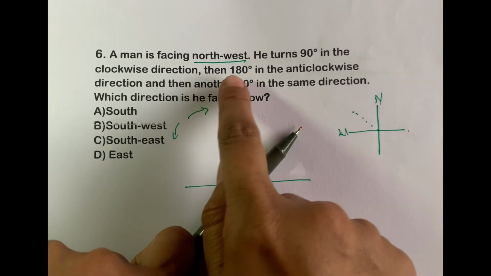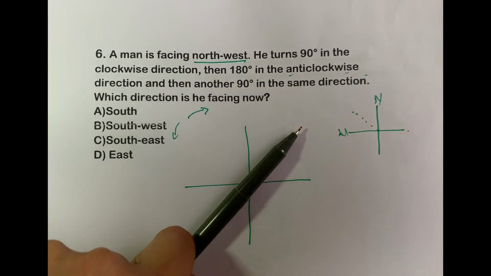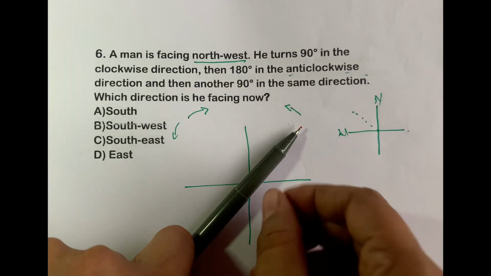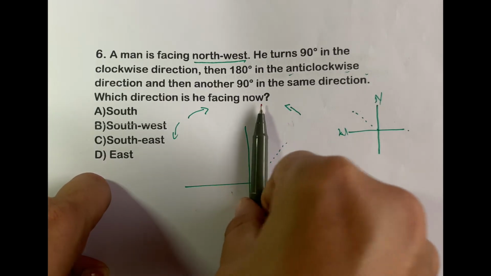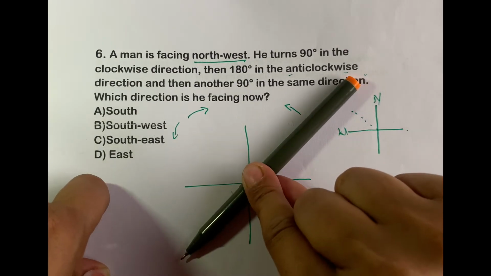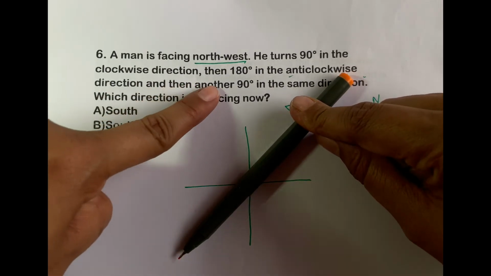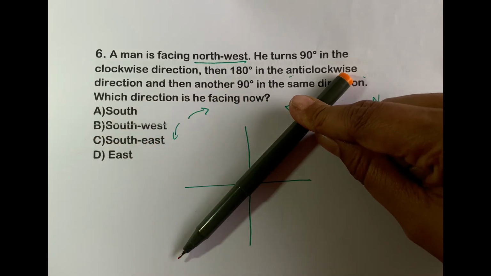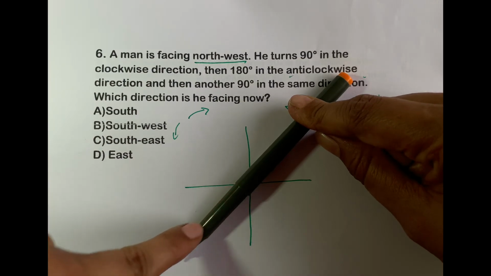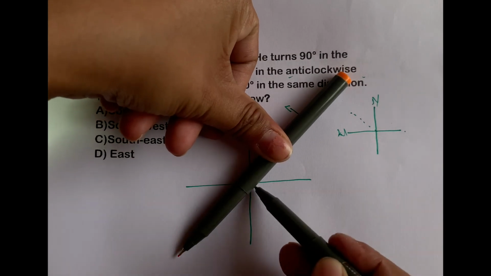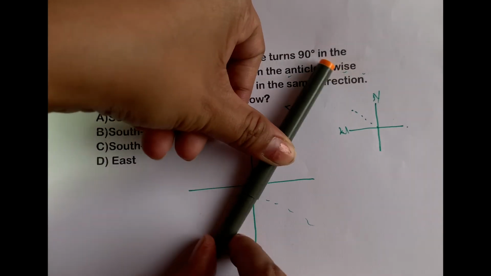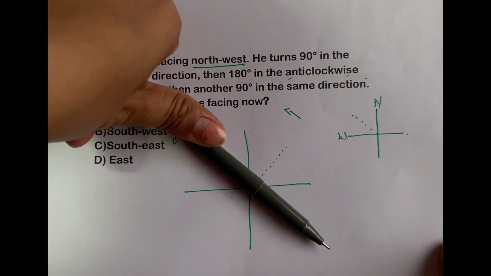Now, then 180 degrees in the anti-clockwise direction. Anti-clockwise is this direction, isn't it? So 180 is exactly opposite. This is 180 now. Then another 90 in the same direction, the same direction as anti-clockwise only. So if this is the position now, 90 degrees is exactly perpendicular to this. So this is the 90 degrees. The man has turned this way now.